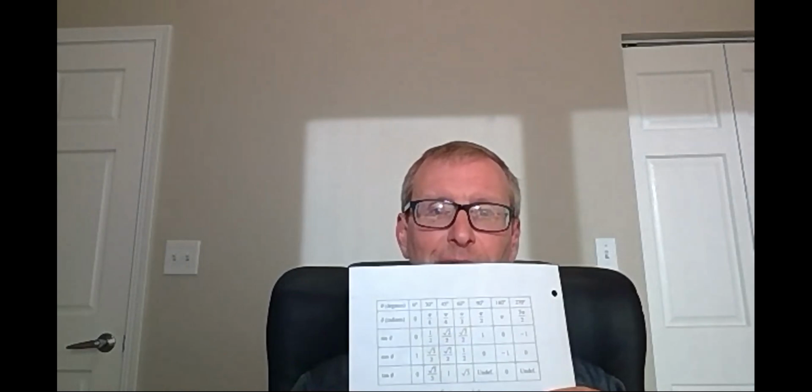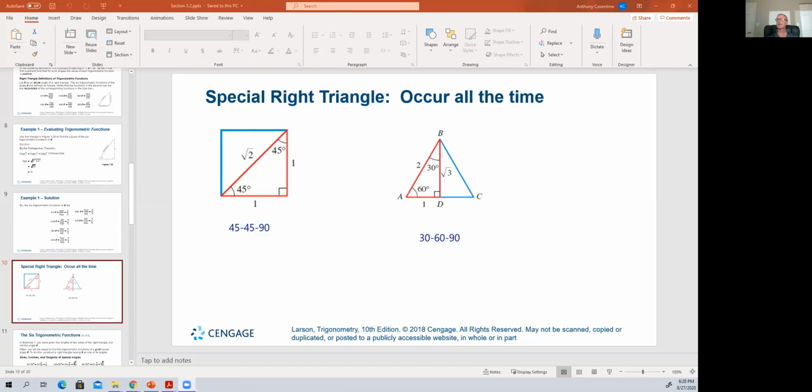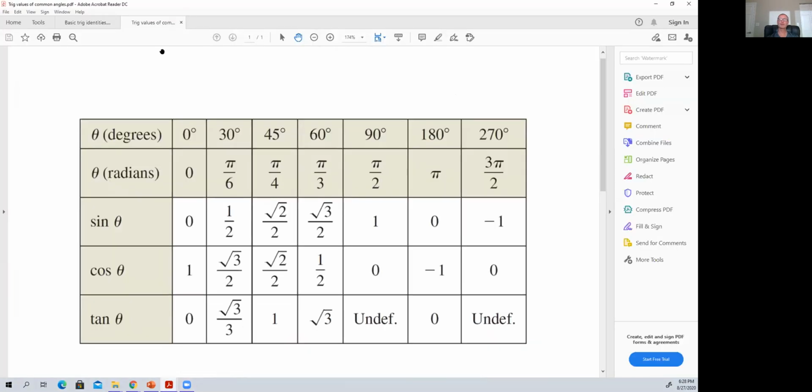Another really useful piece of paper from the formula sheet, and I have it here, is a little matrix I uploaded of all the angles that show up all the time, and the values of the trig functions. Here, let me show you that one. That one is common values of trig functions, and you can see we have it in both radians and degrees, which is really nice.